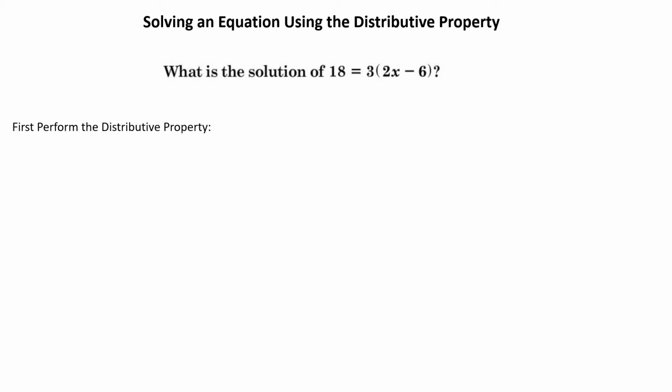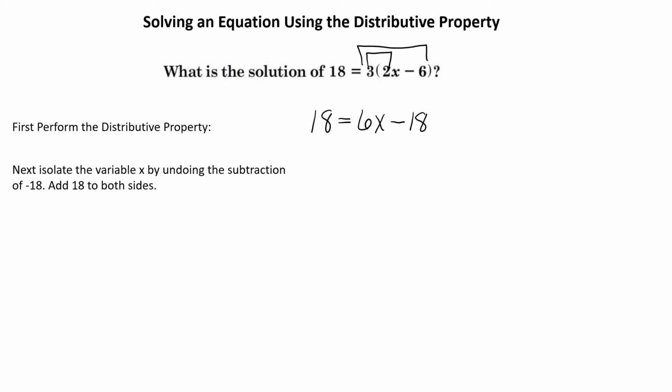What does that mean? Well, you're going to take the 3 and multiply it by everything inside the parentheses. So 3 times 2x is 6x. And then you take 3 and multiply it by the negative 6, which is a negative 18. Okay, next step. Isolate the variable by undoing the subtraction of 18. So you're going to want to add 18 to both sides, performing the inverse operation. So 18 plus 18 will give us 36 equals 6x.